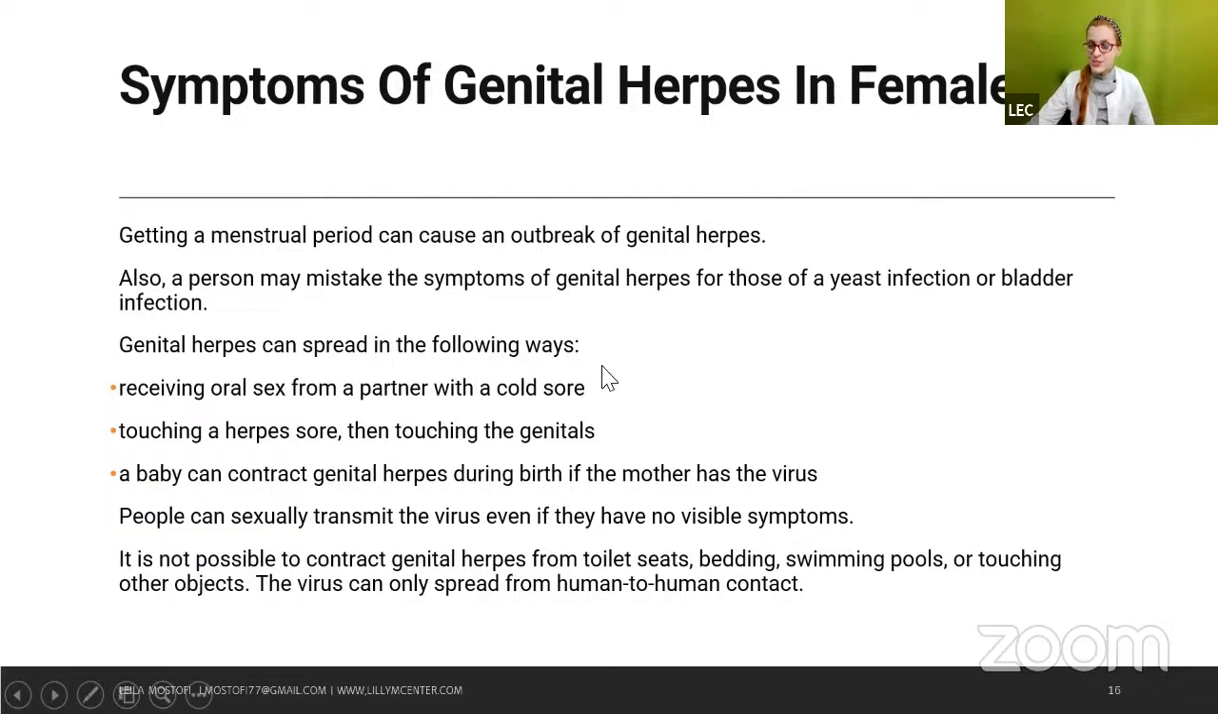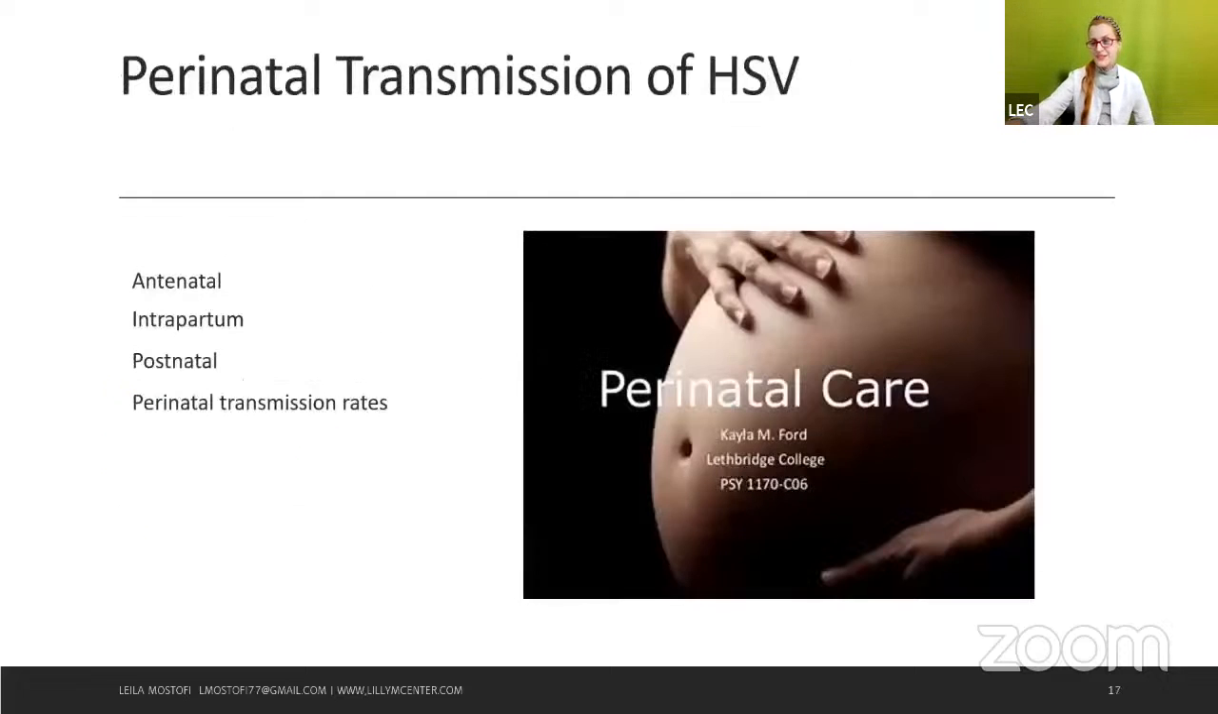Genital herpes can spread in the following ways. For example, receiving oral sex from a partner with a cold sore, or touching a herpes sore and then touching the genitals. A baby can contract genital herpes during birth if the mother has the virus. People can sexually transmit the virus even if they have no visible symptoms. It is not possible to contract genital herpes from toilet seats, bedding, swimming pools, or touching other objects. The virus can only spread through human-to-human contact.